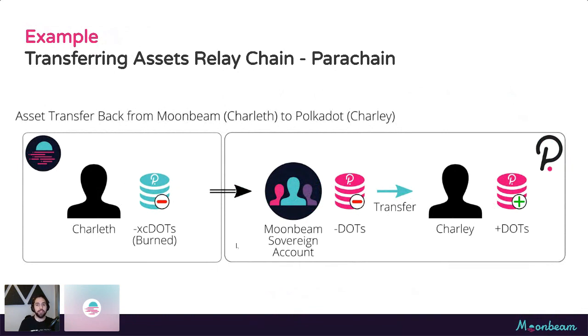All right. So there are little nuances here. Like, for example, there are some fees that are deducted from these DOT. So if Charlotte sends 1, she's going to get like 0.99 or 0.98 or something like that. But the main idea is the same.